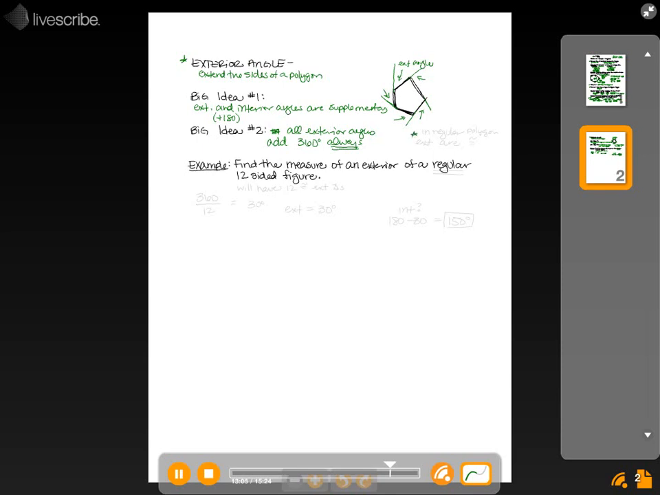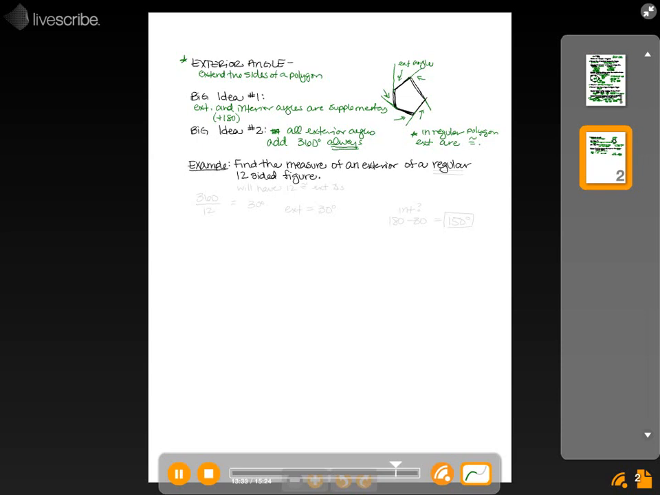Now there's one other thing. In a regular polygon, exterior angles are always congruent. Okay, but that's only in a regular polygon. If we have an irregular polygon, the exterior angles may be different depending on which interior angle we're talking about. But in a regular polygon, exterior angles will always be congruent.